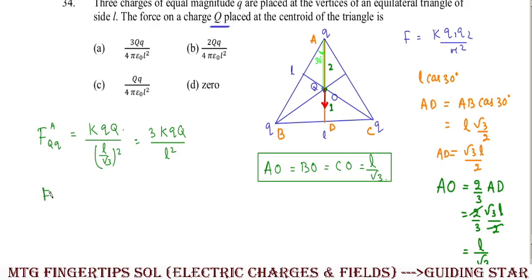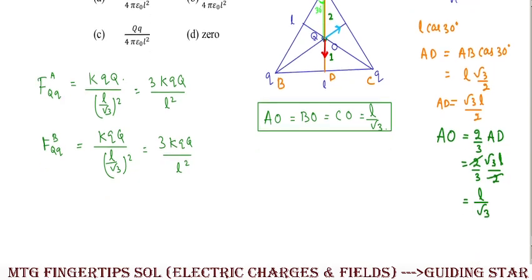Force on the centroid charge capital Q due to the charge at B, that will be same, KQq upon L upon root 3 whole square. So it will be 3KQq upon L square. Clear? And what will be the direction of that force? Direction of that force, ये जो B पे जो चार्ज है इसके वजह से इस चार्ज के ऊपर जो फोर्स होगा उसका डायरेक्शन किस तरफ होगा? That will be away from the charge and that will be directed along this direction. Clear? Next.